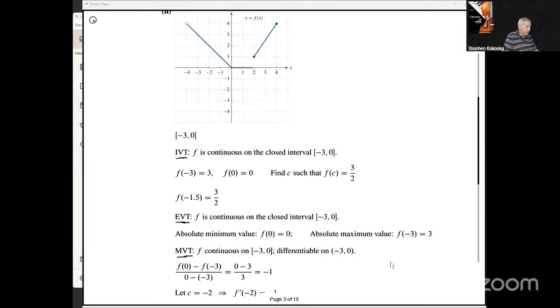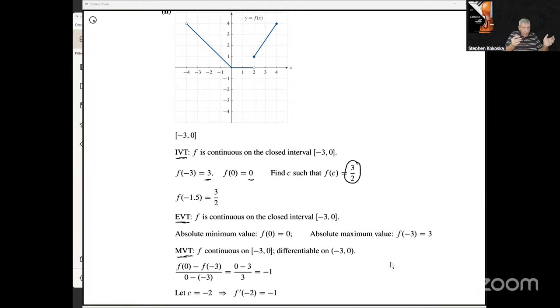The next interval is -3 to 0. I'll take a look at these three theorems separately. For the intermediate value theorem, the function is certainly continuous on that closed interval -3 to 0. So f of -3 is 3, f of 0 is equal to 0, and we were asked to find a value of c so that f of c is equal to 3/2. Can we do that? Sure, because 3/2 is in between 3 and 0. So there must be a value in between -3 and 0 so that when we evaluate the function at that input value, we get 3/2.